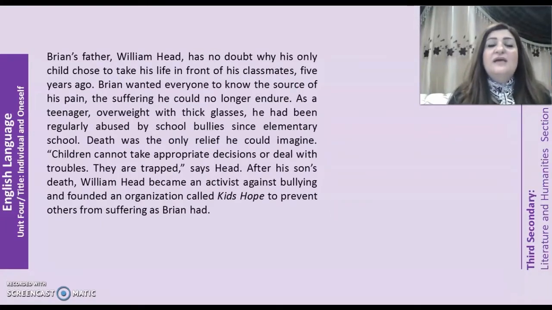Now let's go back to the character of Brian. We have this text. Let us try to find the character sketch of Brian. We look at the text. As you see here, this part describes him physically. "As a teenager, overweight, with thick glasses, he had been regularly abused by school bullies since elementary school." This shows his physical characteristics, and by being abused, this shows that he is a person who lacks self-confidence.